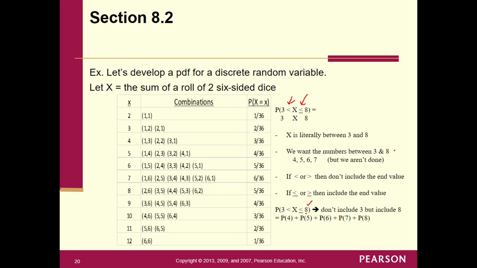So what does that mean? We want to include 4, 5, 6, 7, and 8, but not 3. Okay, not 3. We go to our table. Let's see, for 4 we got 3, and then for 5 we got 4, and so on and so forth. We add those up. I believe we're going to get 23 out of 36.